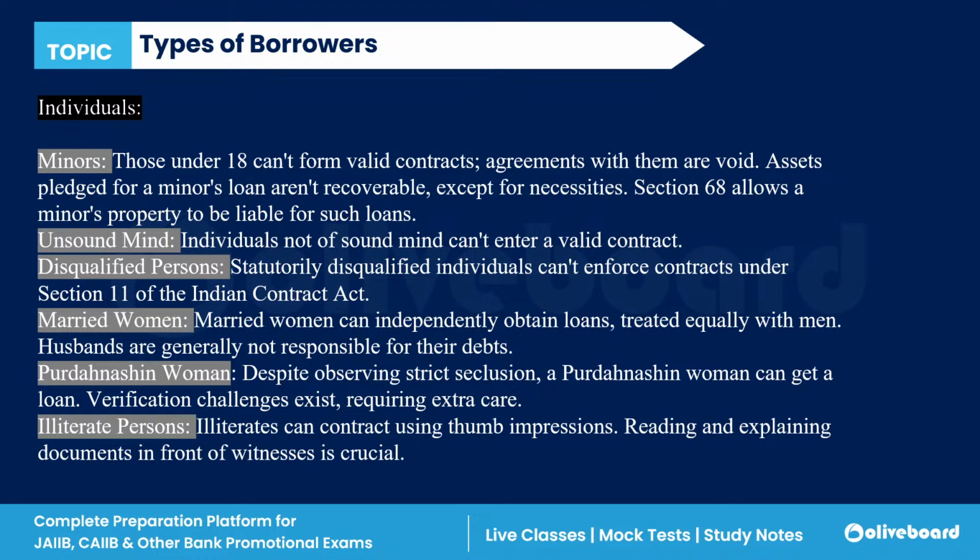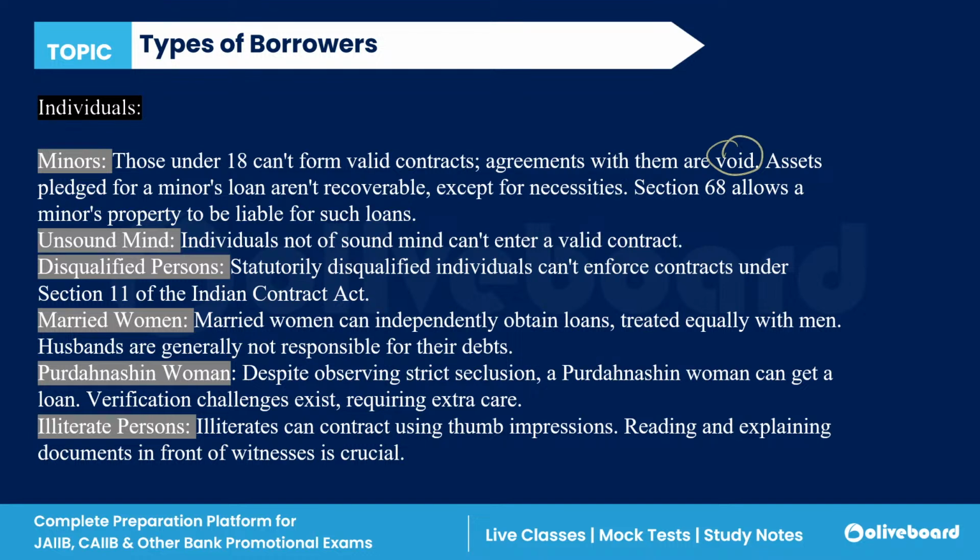Now, there are different types of borrowers a bank is dealing with. The bank deals with a lot of borrowers. So what are these different types of individuals, these different types of borrowers, with whom the bank is dealing? First, the minors. Those who are under 18 cannot form a valid contract, right? So any agreement made with minors is actually void from the very first step, right?